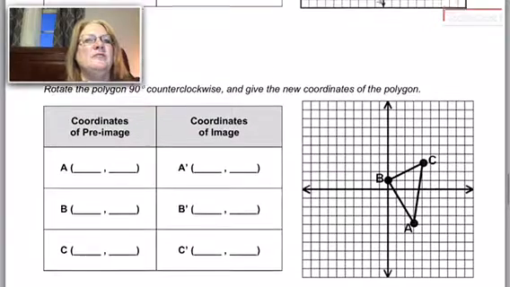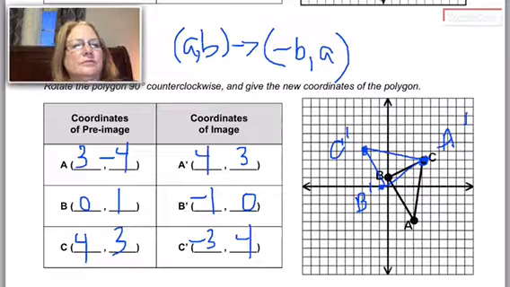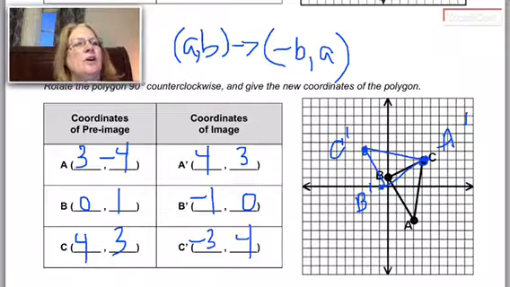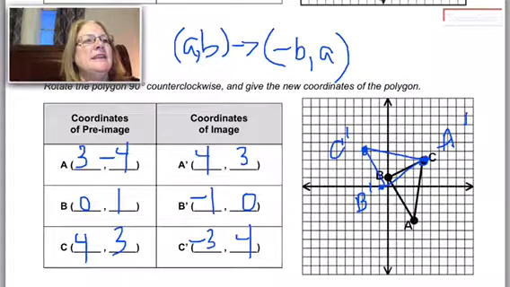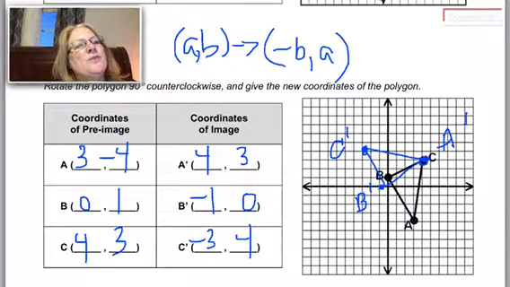So you should pause the video here and do this one yourself. Okay, this is what your picture should look like. I wrote the first coordinates. (3, -4) becomes (4, 3). (0, 1) becomes (-1, 0). And (4, 3) becomes (-3, 4). And then you draw them and look, A prime is the same point as C was originally. So this is a 90 degree counterclockwise rotation.